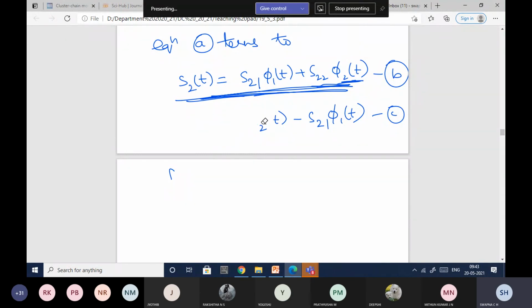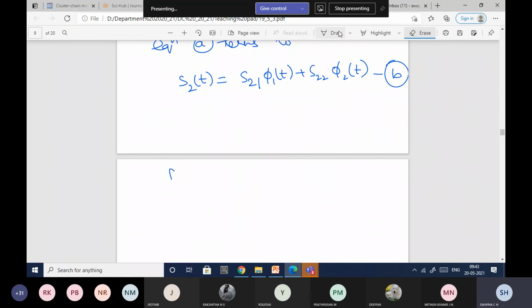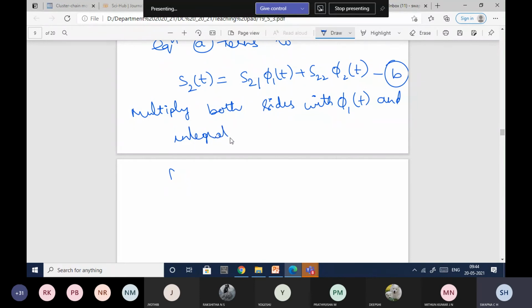This equation also I'll write later, because again let me finish whatever modifications should be done to equation B. Let me do that and then I'll write this equation. Okay, so here what I'll do, I'll multiply both sides with phi1 of t and integrate it from 0 to t.